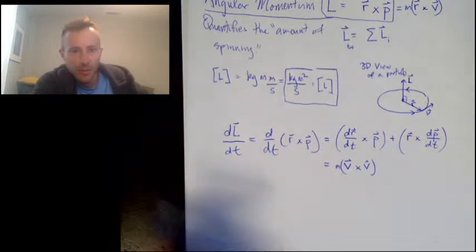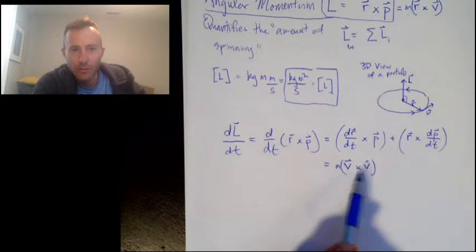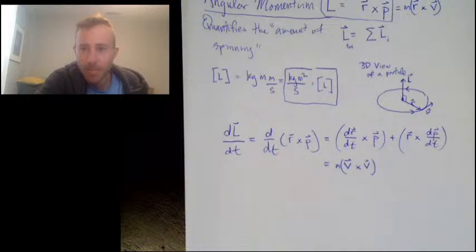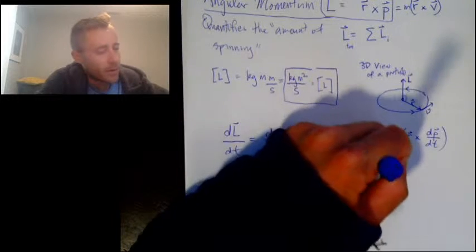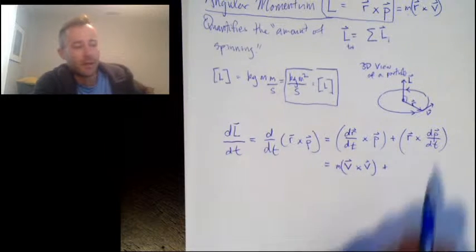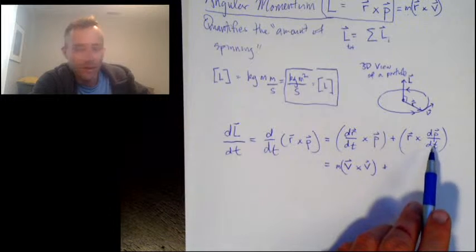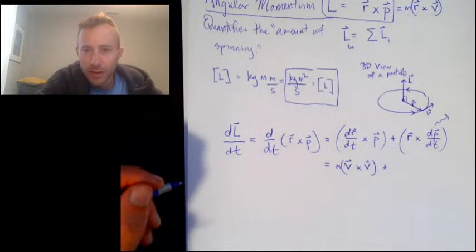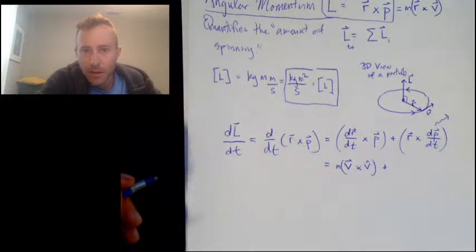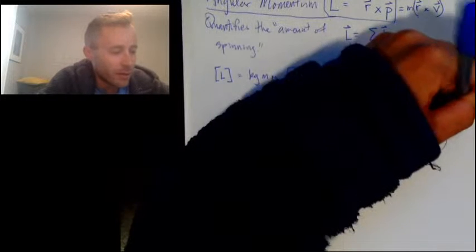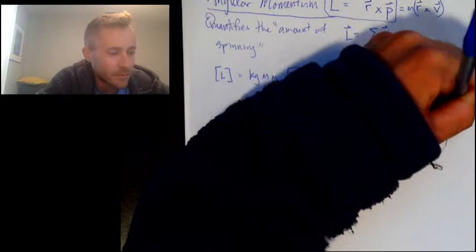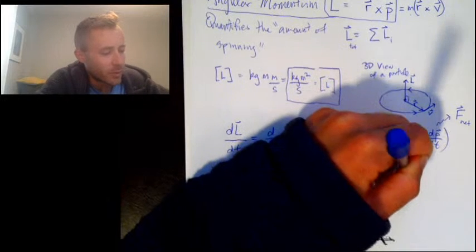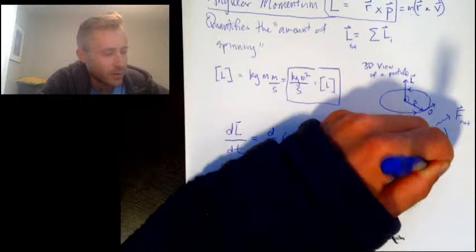I want you to type it into the chat if you know what v cross v is equal to. And notice how we have dp dt. According to the sneaky form of Newton's second law, dp dt is equal to the net force. So we have plus r cross net force.